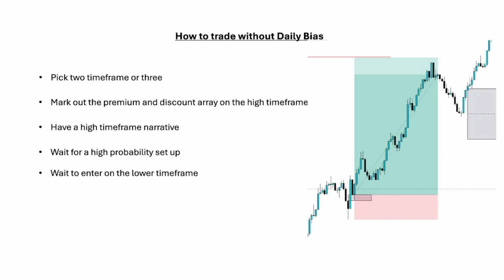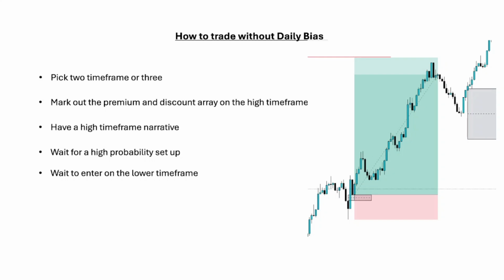On the higher time frame, you'll be marking out your premium and discount array to know what price has done. Because all we are trying to do is build a framework. Having a higher time frame narrative is more important than taking random trades. So understanding the premium and discount array, knowing what price has done and what price might do, is a big advantage when trading without a bias.